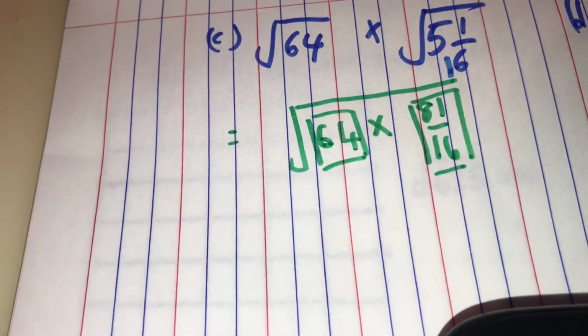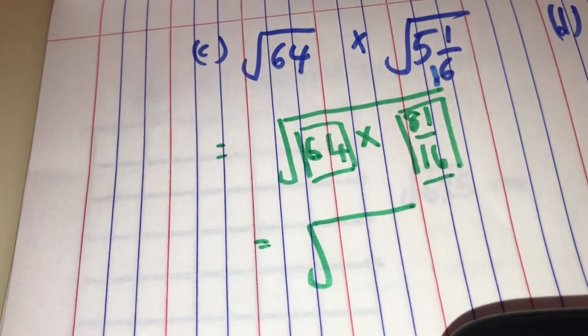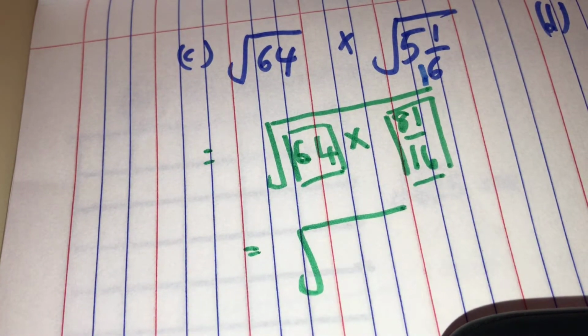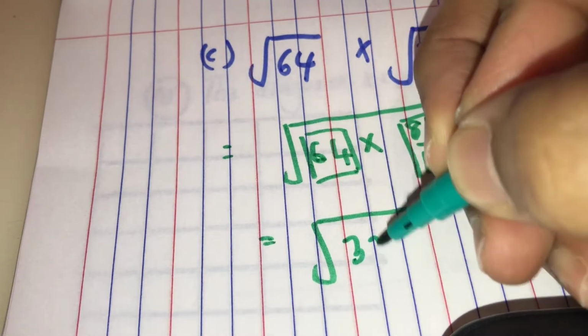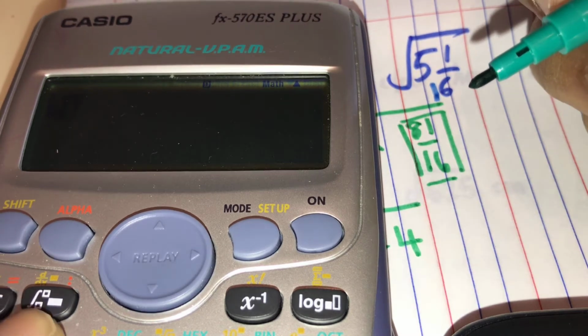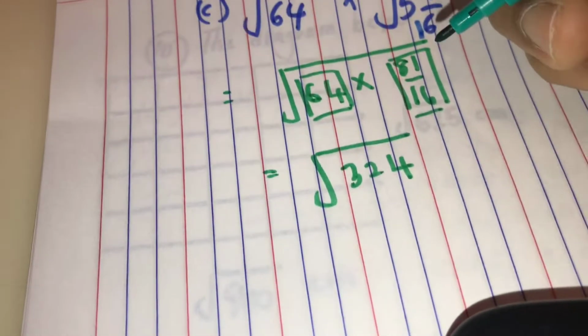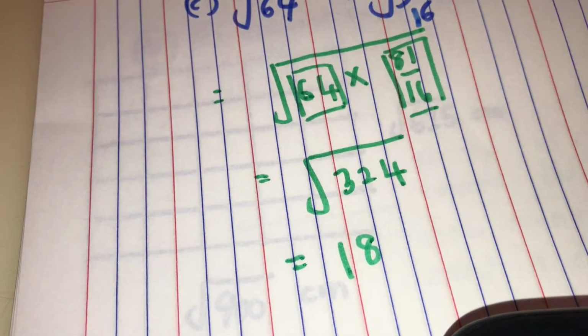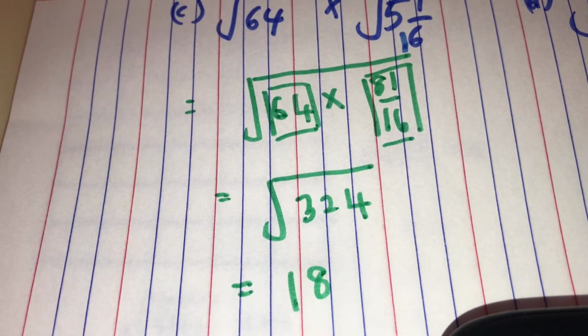Okay, now multiply. 64 times 81 over 16, you will get 324. Then you just square root 324, you will get 18. Like that. This one is for question C.